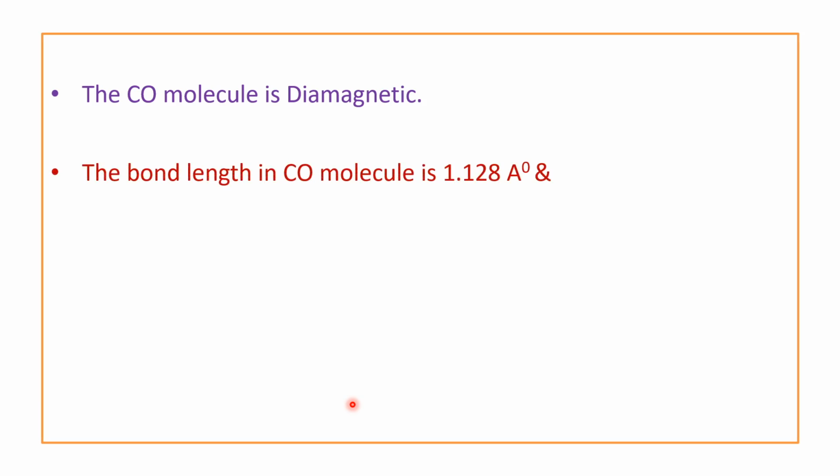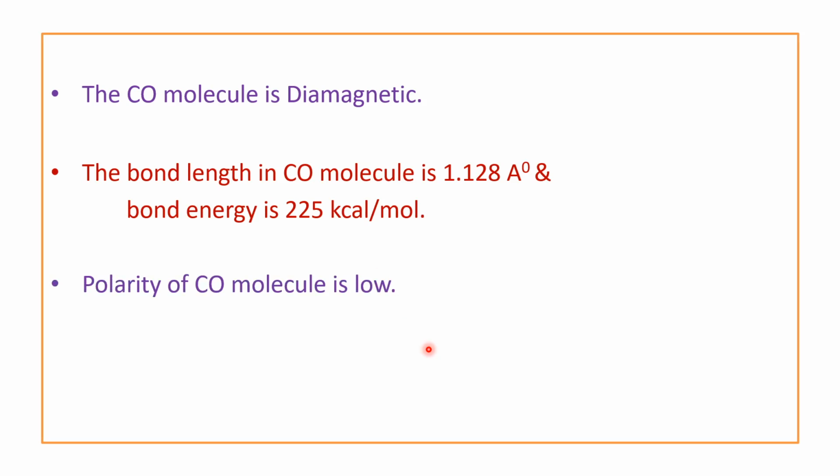Then the bond length in the carbon monoxide molecule is 1.128 Angstrom units. And the bond energy is 225 kilocalories per mole. And lastly, we can say that the polarity of the CO molecule is very low.